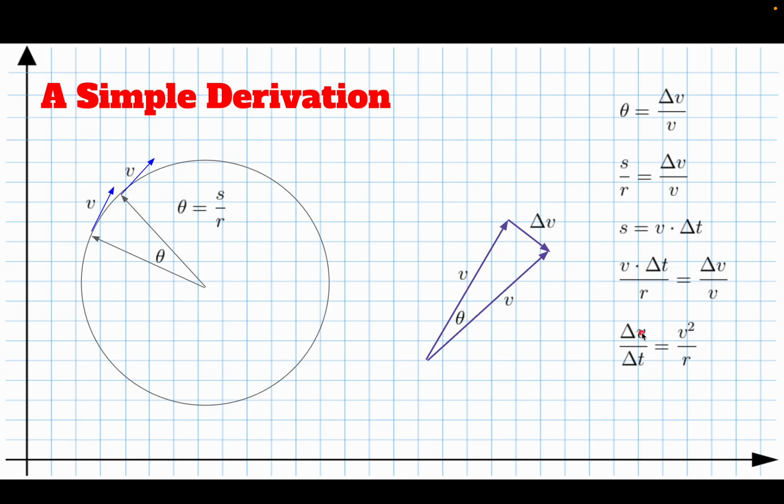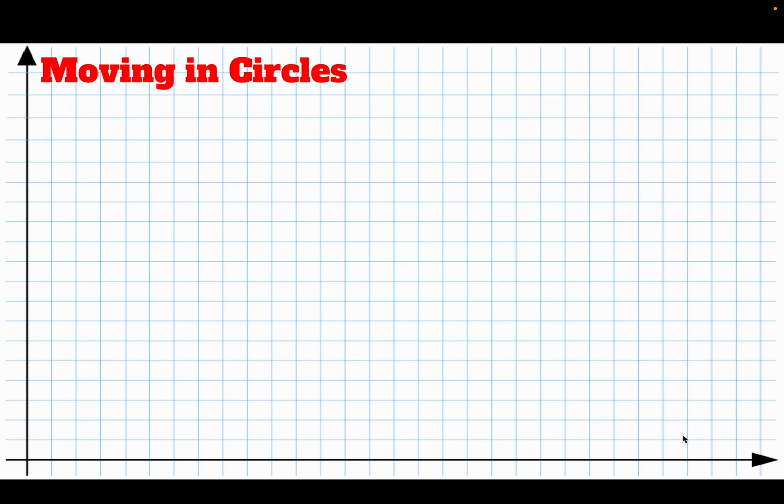And the change in velocity divided by the time it takes to change the velocity is the definition of acceleration. And so we get that the acceleration of this object as it's moving in a circle is equal to v squared over r. Okay, so that's a simple little derivation that shows you where the whole centripetal force comes from, v squared over r.